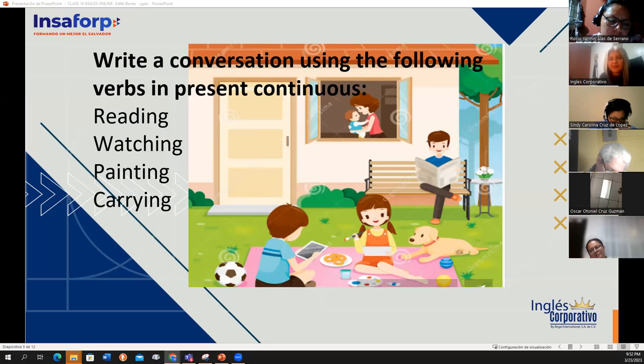Okay. Wendy, Gabriela? In the afternoon, the family Sanchez are doing different activities. Marta is carrying her baby in the house. Pablo is reading newspaper. Juancito is watching videos of YouTube. Marianita is painting. They are a happy family. Okay, that was good, Wendy. Very good. Buena imaginación.